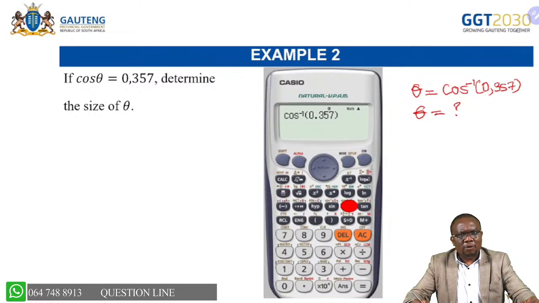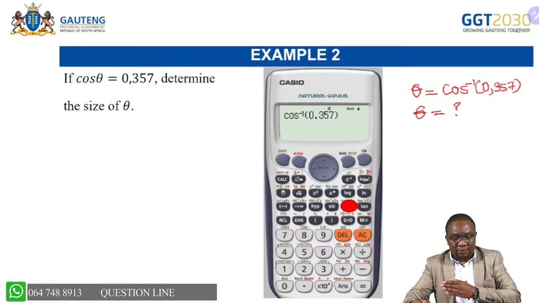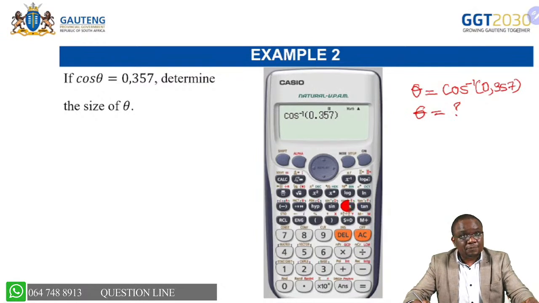And then open bracket. Oh, the bracket will already be open for you. Put your 0.57, don't make mistakes, then close the bracket, and then press the equal sign. Do you see your answer on the screen?